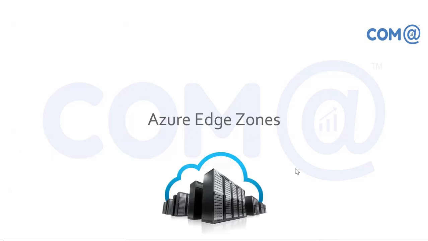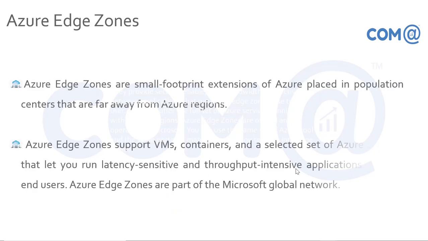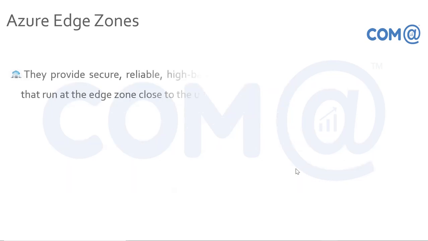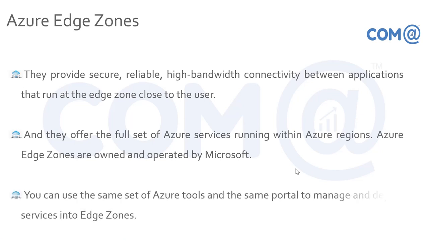And understanding about Azure Edge Zones. Azure Edge Zones are small footprint extensions of Azure placed in a population center that are far away from Azure region. Azure Edge Zones support VMs, containers, and selected set of Azure services that let you run latency sensitive and throughput intensive applications close to end users. Azure Edge zones are part of the Microsoft global network. They provide secure, reliable, and high bandwidth connectivity between the application that runs at the edge zone close to the user. And they offer the full set of Azure services running with Azure regions.